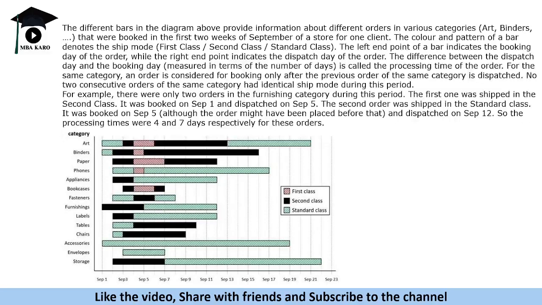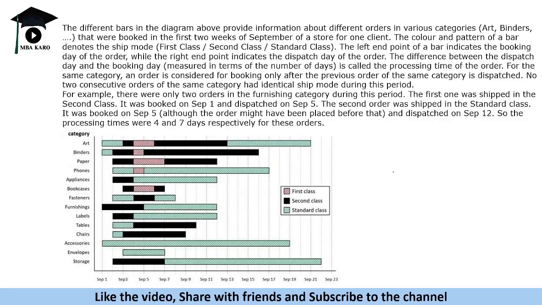Let's begin with the easiest set which was asked in the test. And keep this thing in mind, if they ask a graph based set in CAT, that is generally going to be an easy one. So it says that the different bars in the diagram above provide information about different orders in various categories. So these are the categories: art, binders, papers, etc. They were booked in the first 2 weeks of September of a store for one client.